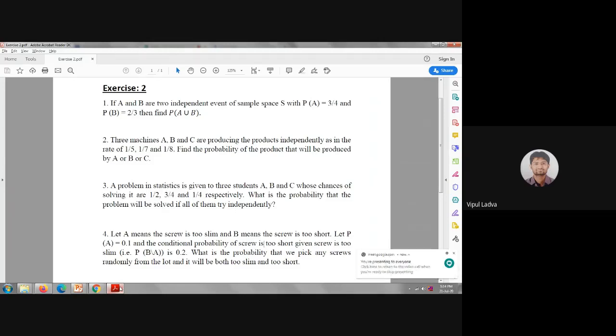So, students, this is today's practice session. For the rest of the time, this is what we will be doing in the session. This is exercise 2. Earlier, we completed exercise 1 in our last week's session. Now, these are 3-4 basic questions related to conditional probability as well as total probability. I'm giving you proper time.